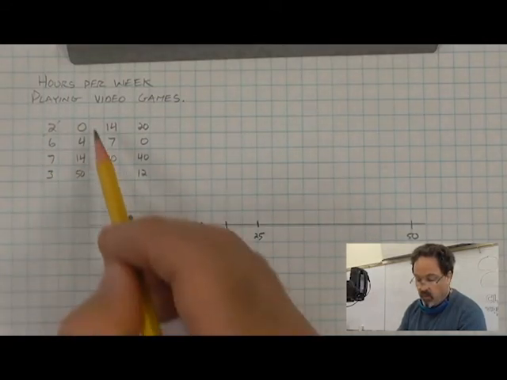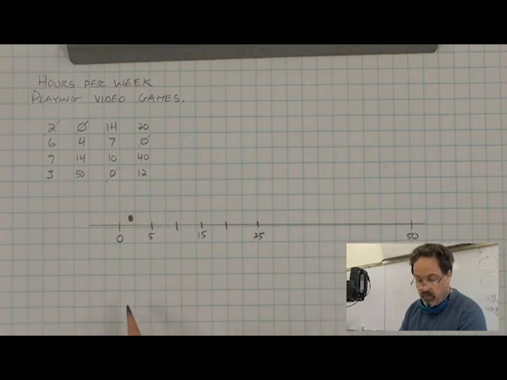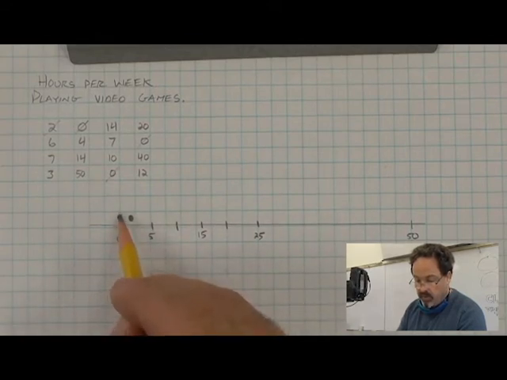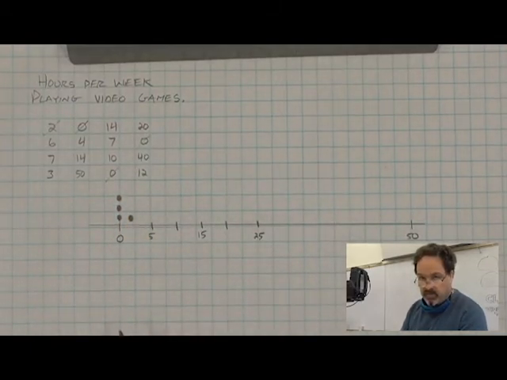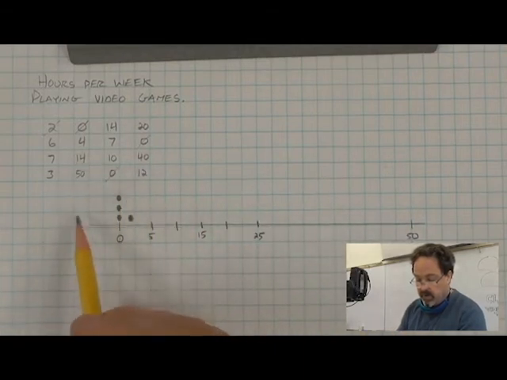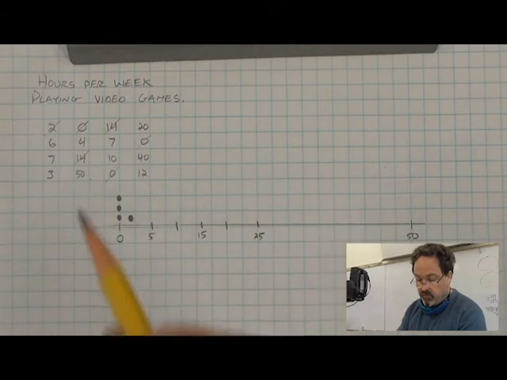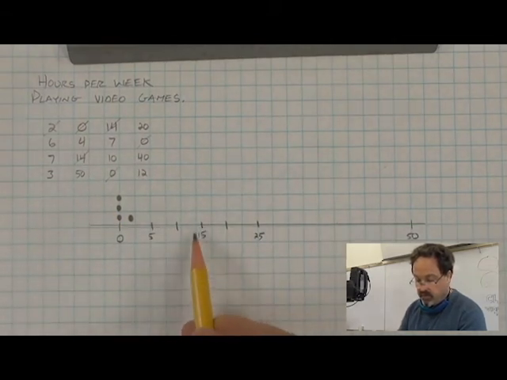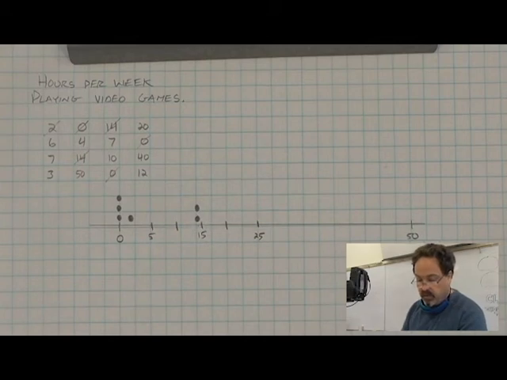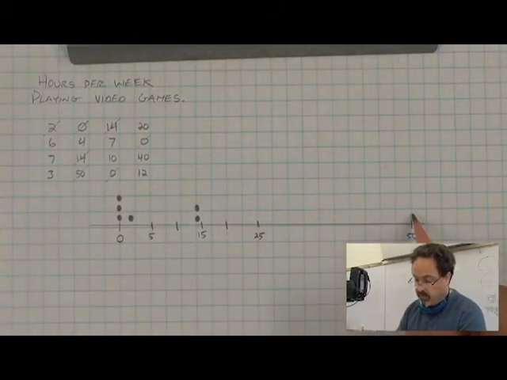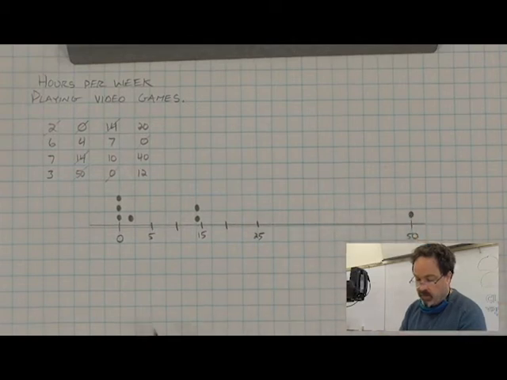I'm going to plot my zeros. I have 3 of them, so I'll cross 3 of them off there, and I'll represent 3 responses of 0 with 3 dots above where 0 is represented on the number line. Now I don't have to go from low to high. I can see that I have 14 repeated, so I'm going to choose those to be graphed next. 14 is just below 15 on my number line, and I will graph them, 2 responses, 2 dots on top of each other.